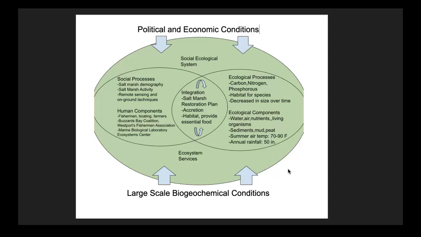The first circle that we'll talk about is the social processes. The first bullet is salt marsh demography. Salt marshes are coastal wetlands that are flooded and drained by salt water brought in by the tides. Salt marshes occur worldwide, particularly in middle to high latitudes, thriving along protected shorelines. They are a common habitat in estuaries, and in the U.S., salt marshes can be found on every coast. About half of the nation's salt marshes are located along the Gulf Coast.